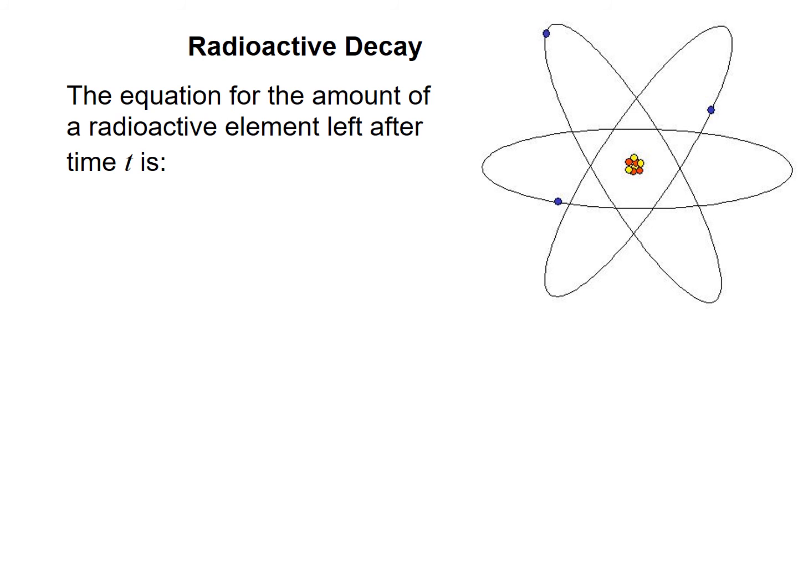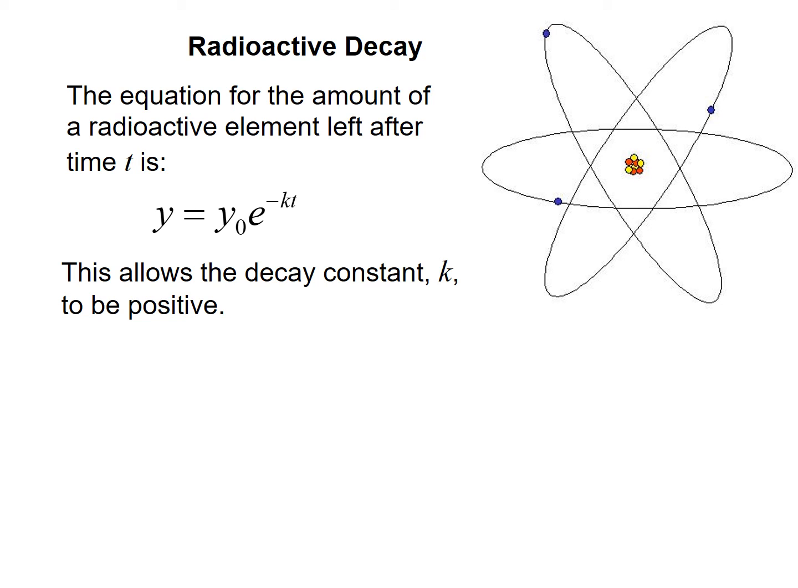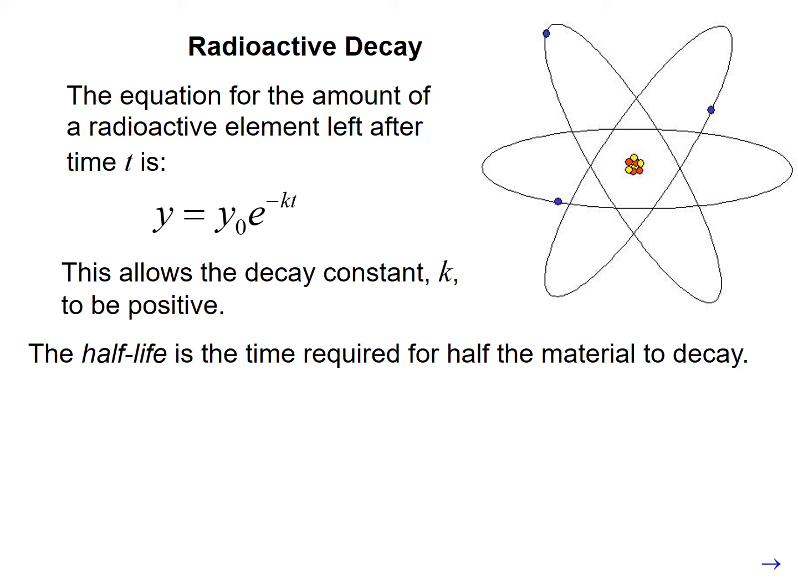You've probably seen radioactive decay before. If you have a radioactive element, it decays at a rate proportional to the amount present. So we can write this equation as y equals y sub 0 e to the negative kt, which allows us to view k as a positive, but it's important to just understand that for decay, we should have a negative exponent. The half-life is how long it takes for half the material to decay.